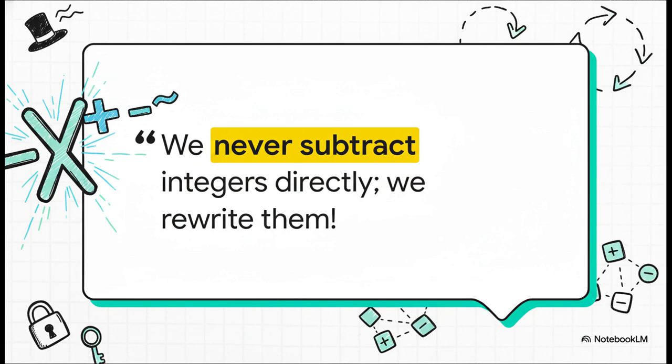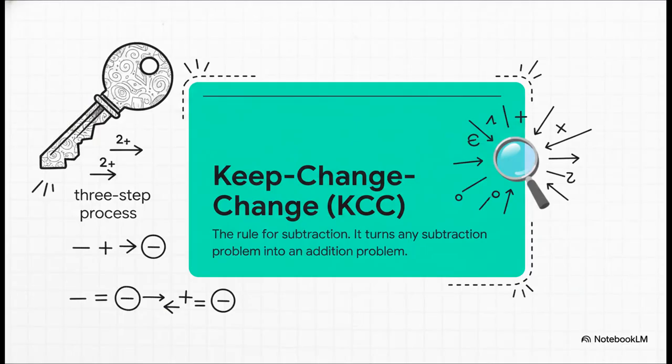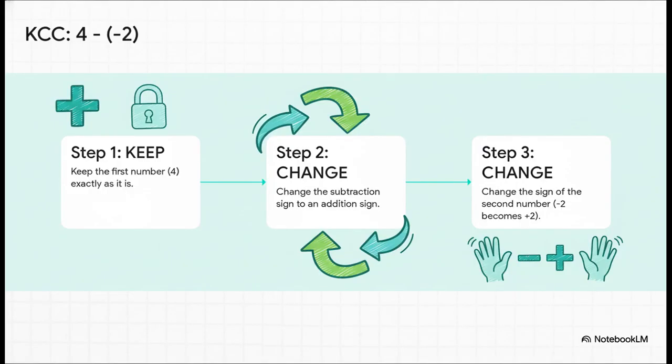All right, you ready for this? Let's talk subtraction. Because here's the secret, and it's a big one. You never, ever actually have to subtract integers. No, really, it's all a trick. The secret weapon for this first world is this little three-step process called Keep, Change, Change, or KCC. This is an absolutely amazing tool that lets you turn every single one of those tricky subtraction problems into a simple addition problem. And we already know how to handle those. Let's see how it works.